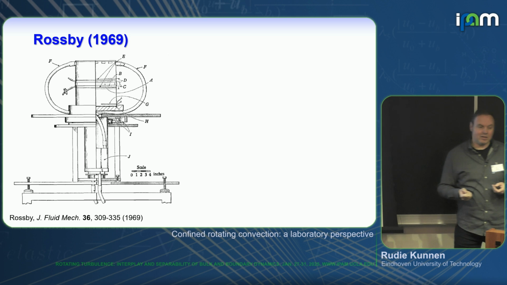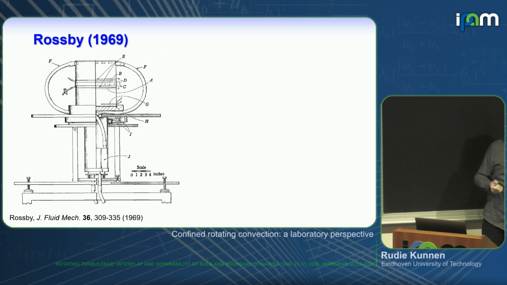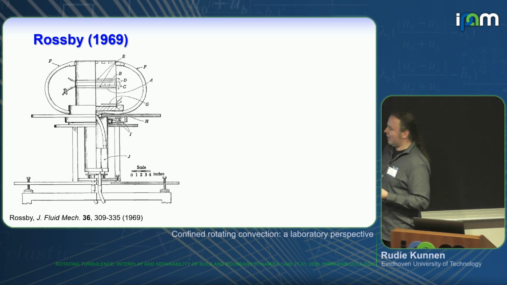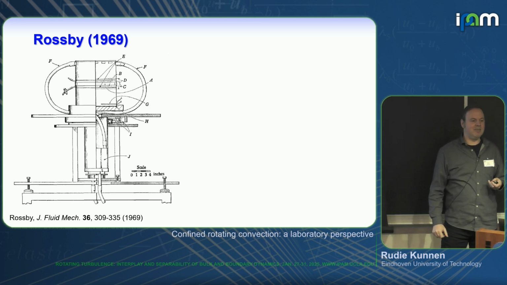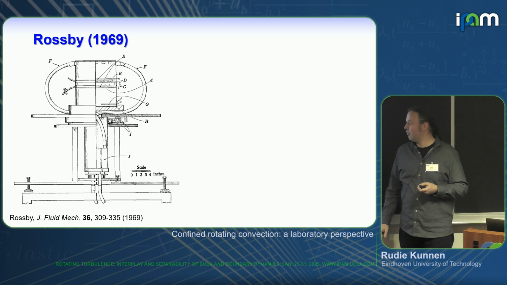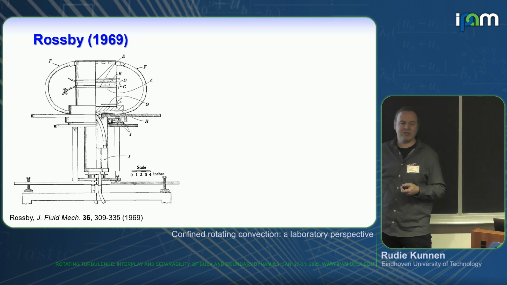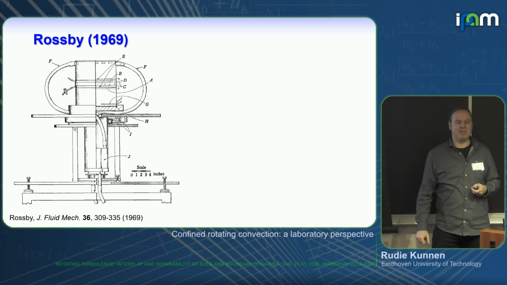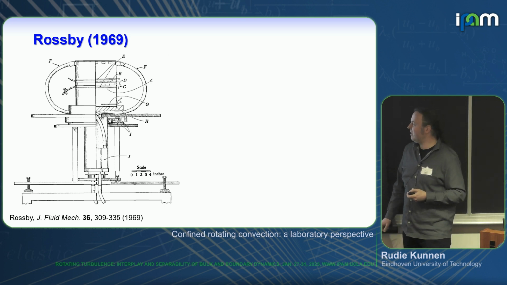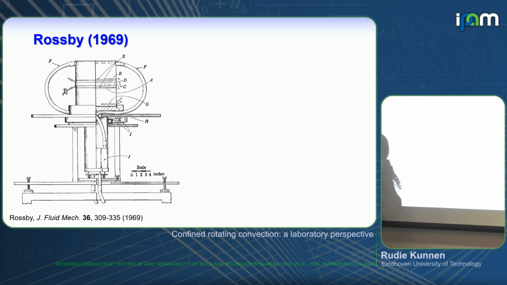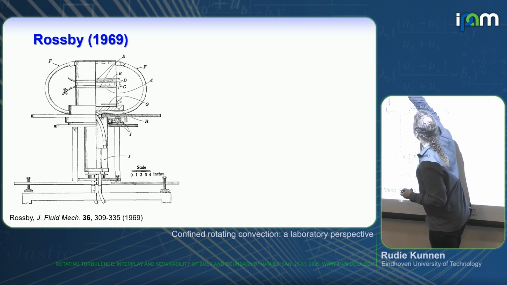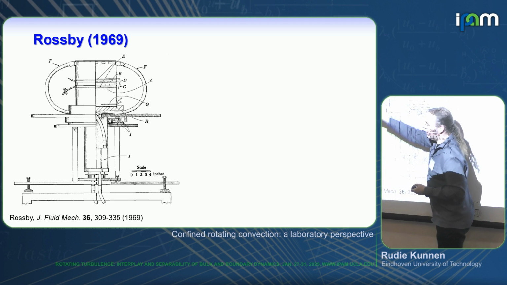Now, the next big investigation was by Rossby. And I really like this very detailed sketch of the convection experiment. We don't do this nowadays anymore. It's quite a pity. But this is a device that he used. And the convection cell is actually right here. There is this thin layer.